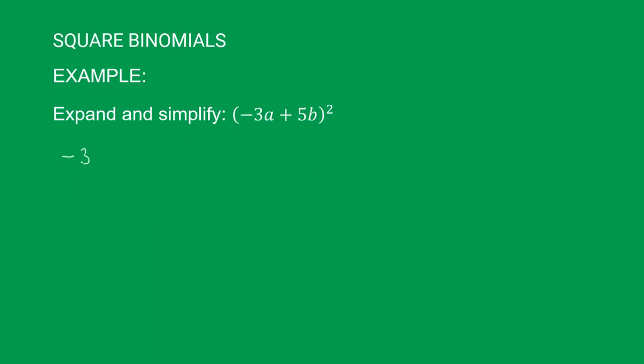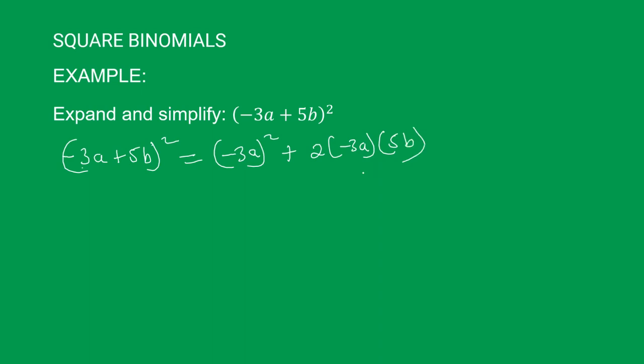Let's do the other one. It's (negative 3a + 5b) squared. Square the first term, so it's (negative 3a) squared. See the importance of using brackets. Then plus 2 times negative 3a times 5b, and then plus (5b) squared. So make sure you use your brackets there. And then (negative 3a) squared is 9a squared. Because of the negative here, this is going to be negative 30ab, plus 25b squared.